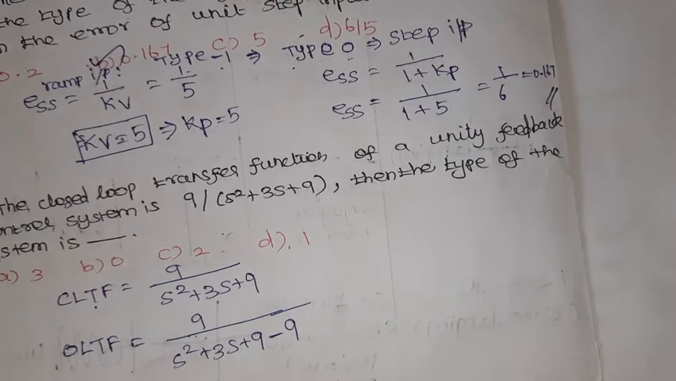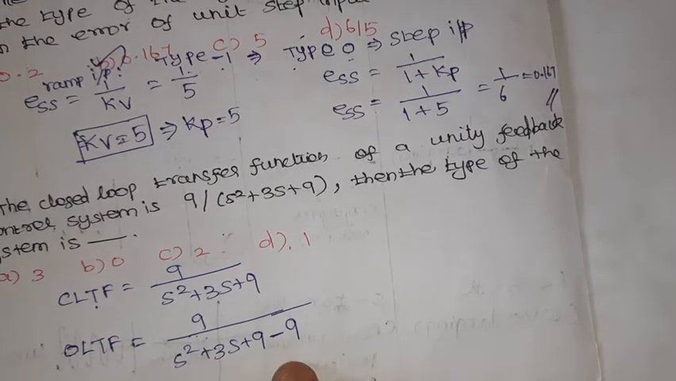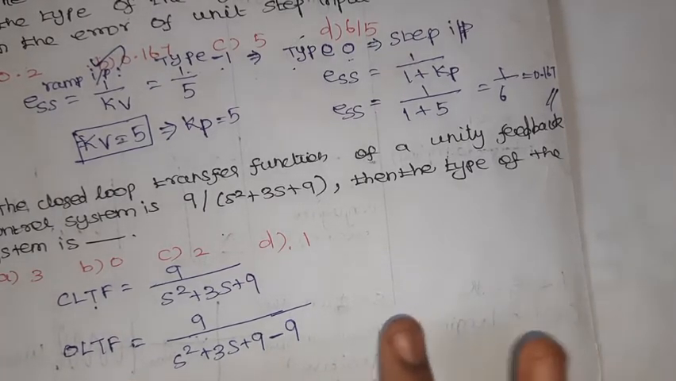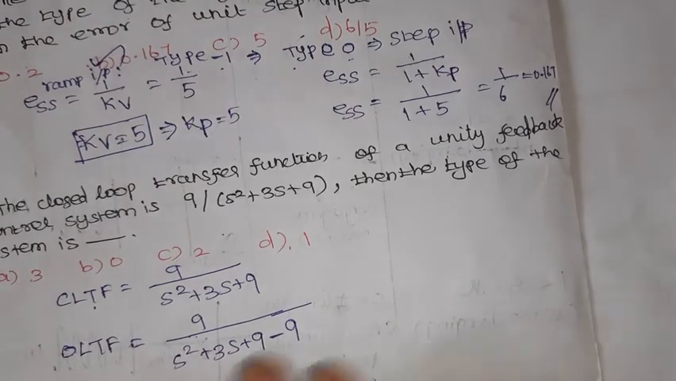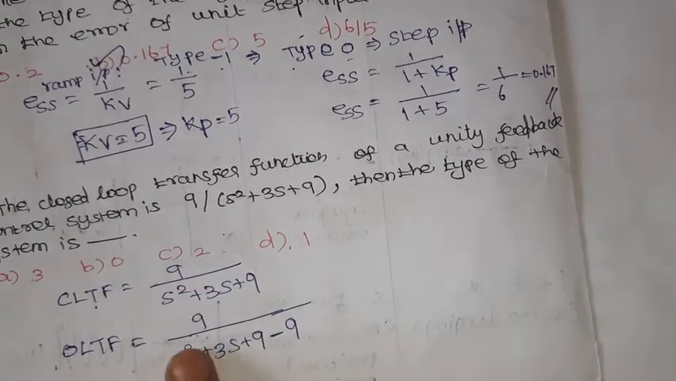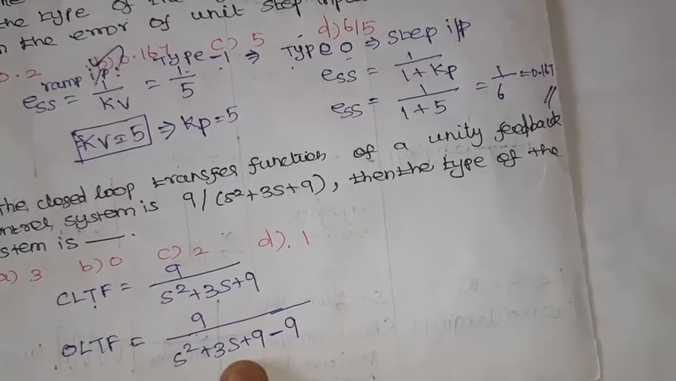Just subtract the numerator term from the denominator term to find the open loop transfer function from the closed loop transfer function. To find the closed loop transfer function from the open loop transfer function, just add the numerator term to the denominator. Here we need only the open loop transfer function, so this is the shortcut. In case of unity feedback, subtract the numerator term from the denominator term.